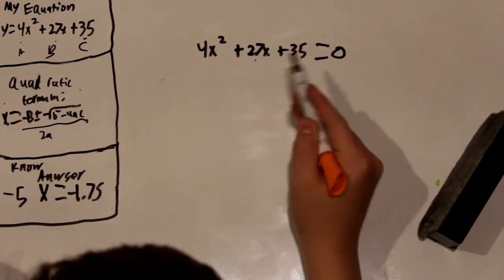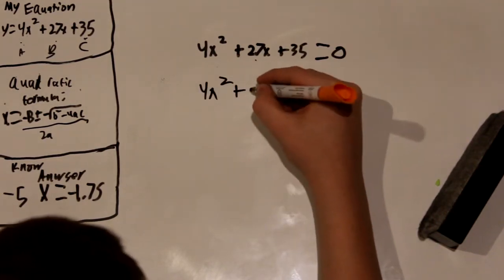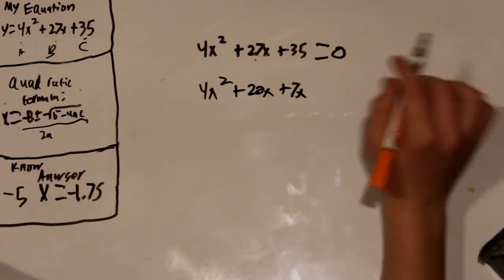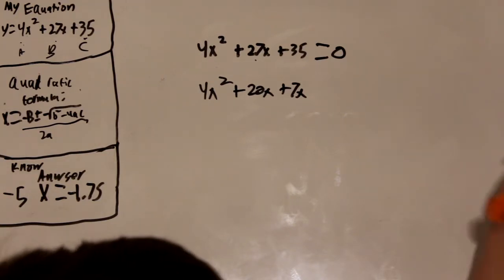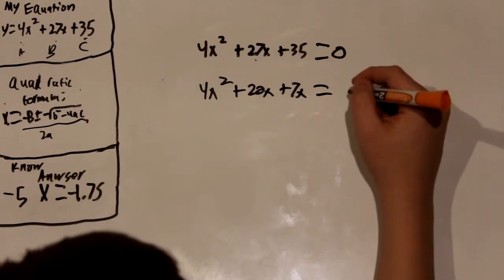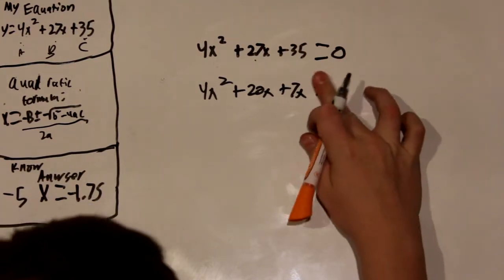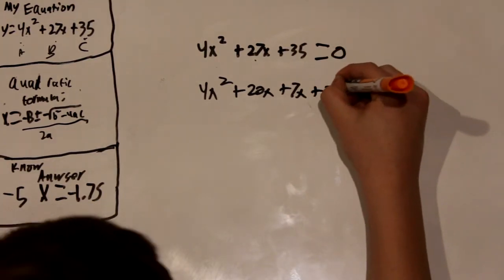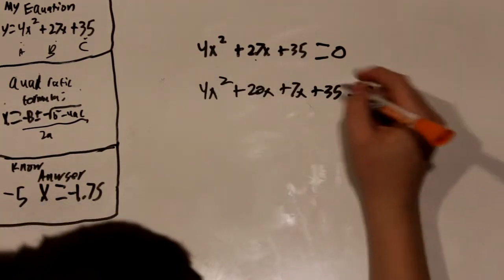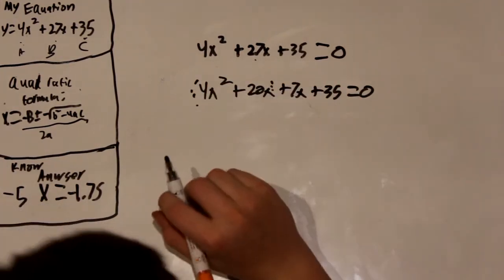Immediately I see that 20 and 7, this is not always the case, but plus 20 and plus 7, go into it. Anyway, I don't know what I'm spewing. And then don't forget, plus 35 still equals 0. We can then think of these as two different little terms that we can both factor stuff out of.